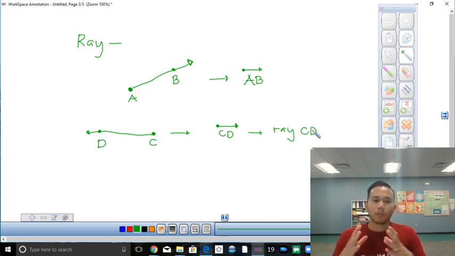Again, your line, you can extend that infinitely in both directions, but for a ray you can only extend that in one direction, and a ray has one endpoint. And in naming a ray, it must be two capital letters, and the first letter in that name will be the endpoint.